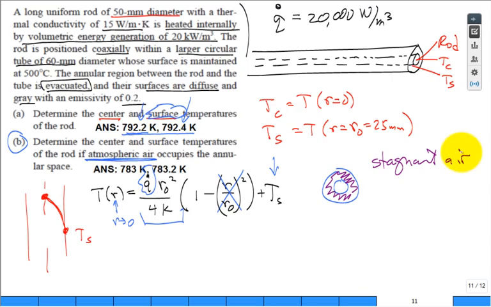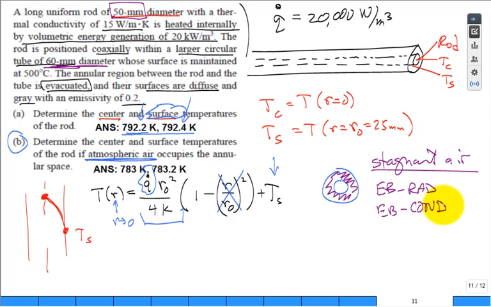Look at the diameters. It's 50 millimeter diameter of the rod and only 60 millimeter diameter of that larger tube. There's not much of a gap. It's like 5 millimeter, 5 millimeter. So it's not a very large gap. So conduction, okay, through there, stagnant air. So what we would do is we have to have an energy balance for the radiation combined with an energy balance for the conduction heat transfer.